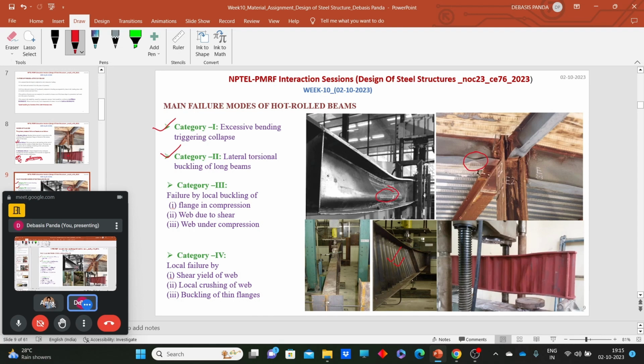So we need to look at three modes of failure or three stages: overall bending, lateral torsional buckling, and then local buckling of the web portion and local buckling of the flange portion. Okay, now why am I discussing this with respect to the I section.